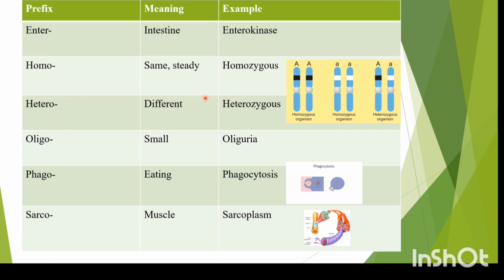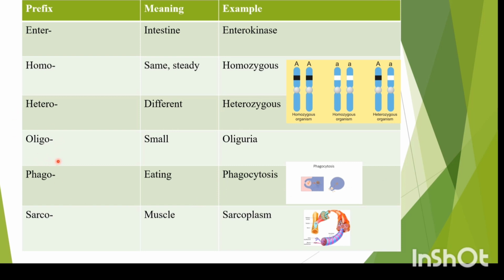Hetero means different. Example, heterozygous. See here in this organism, these two alleles are different. One is capital A and the other one is small a. This type of organism is called heterozygous organism.